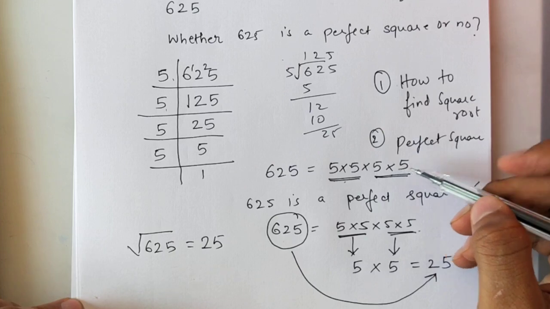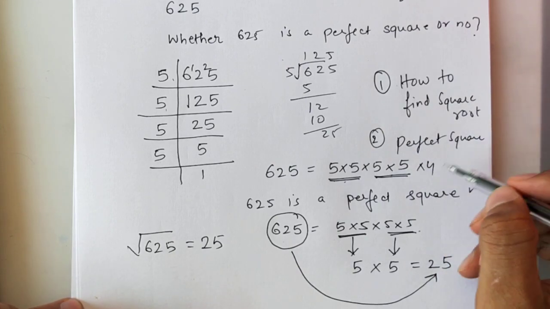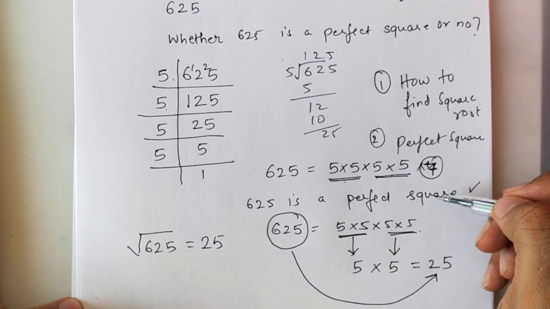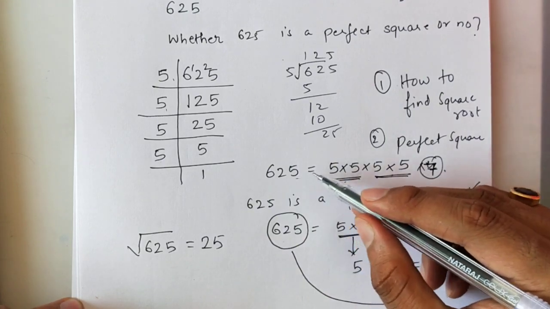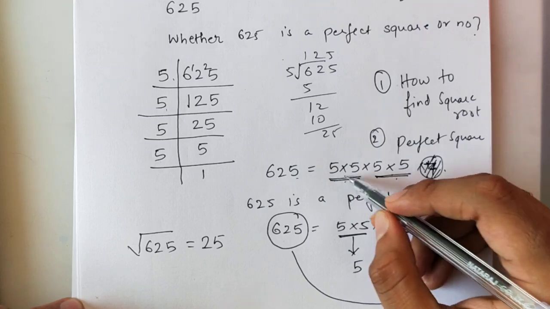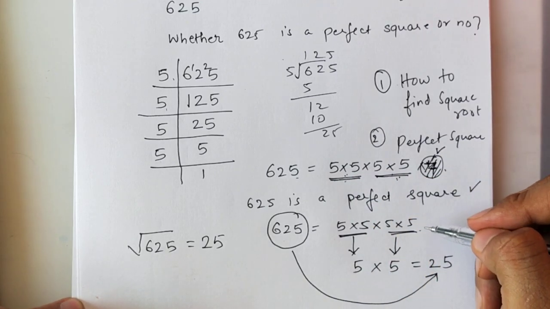If it is not making pairs, for example, if there is another number, let's say 7, an individual number 7 here, which is not forming a pair with any number, that means this number is not a perfect square. Only when you have the numbers in pairs can we say that the number is a perfect square.